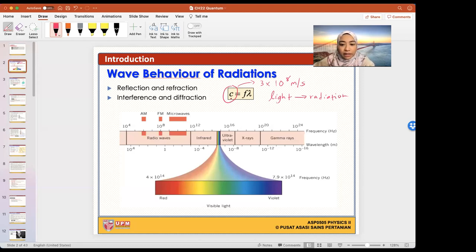So speed of light is equal to frequency times wavelength, which means that if you know the wavelength, you will know the frequency. And if you know the frequency of your light, you will know the wavelength because it is given by a constant C. The product of those two gives you C. C is a constant. C does not change.